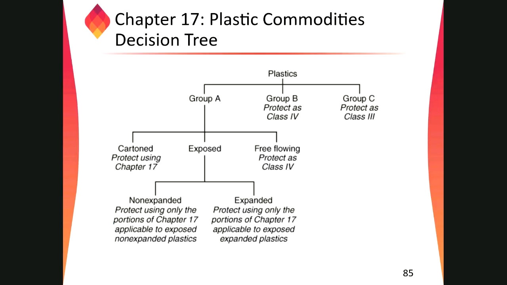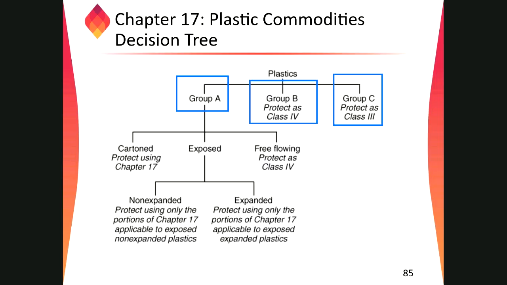Now, how do we deal with the plastic commodities? We have to decide the plastic commodities classification. Plastics come under 3 classifications: group A, group B, and group C. I discussed in the previous slide that group B is protected as class 4 commodities and group C is protected as class 3 commodities, right?